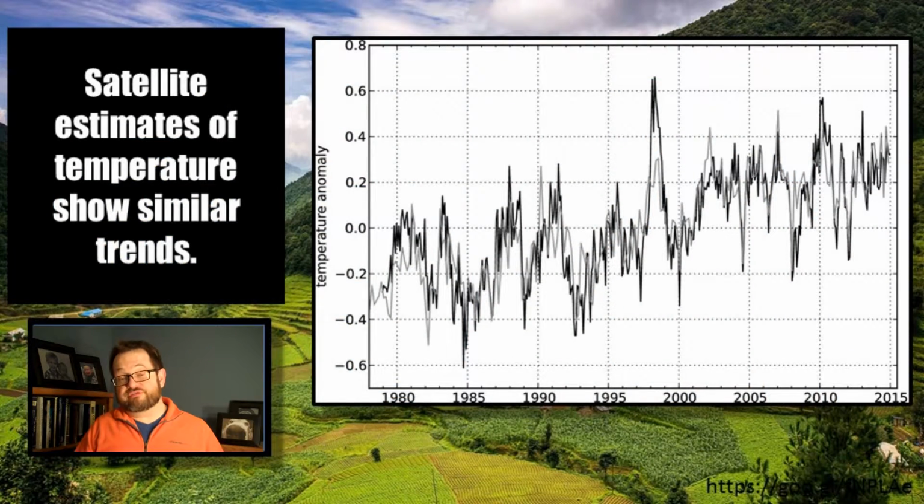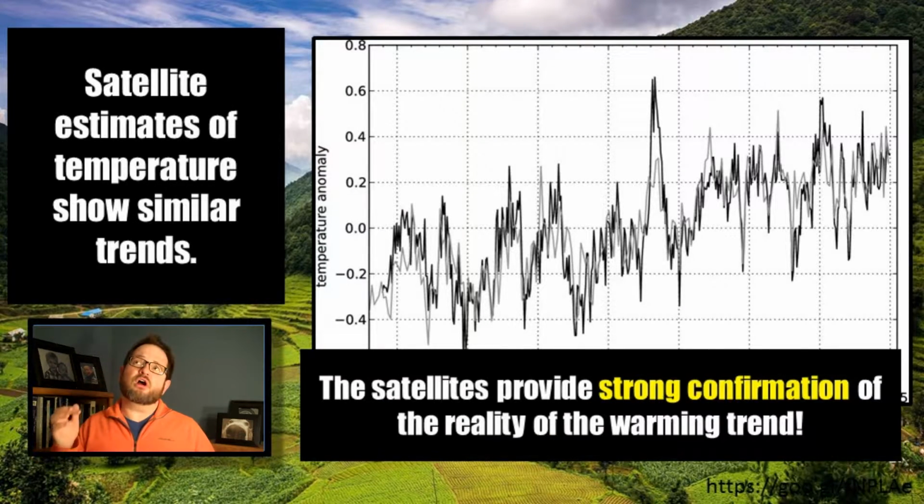Pretty much everything I've shown you so far has been for in situ temperature observations. For what it's worth, the temperature observations from satellites are very consistent with that. Satellites are completely independent of the in situ observations, and therefore they provide very strong confirmation of that warming trend. If the satellites were telling us something different than the surface observations, we'd be worried about that. But they don't. They are in very good agreement about the trends and so on.